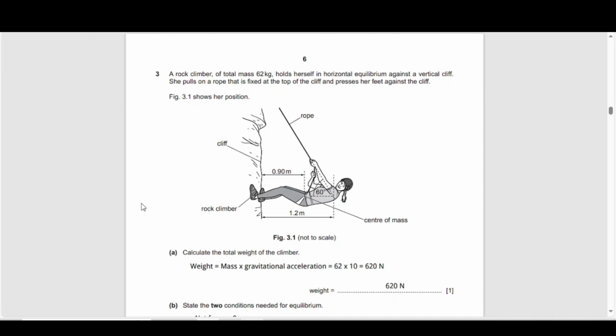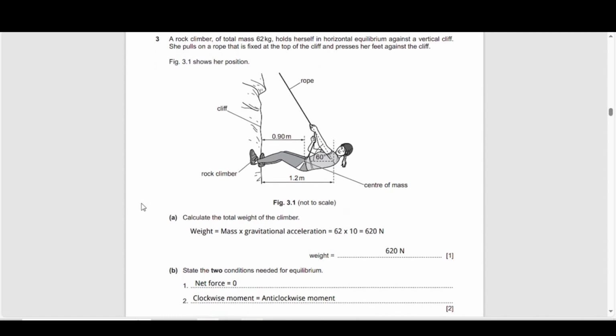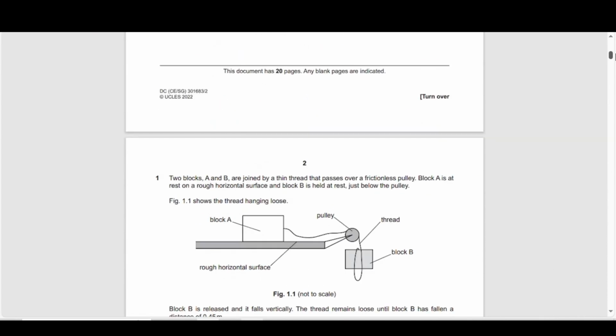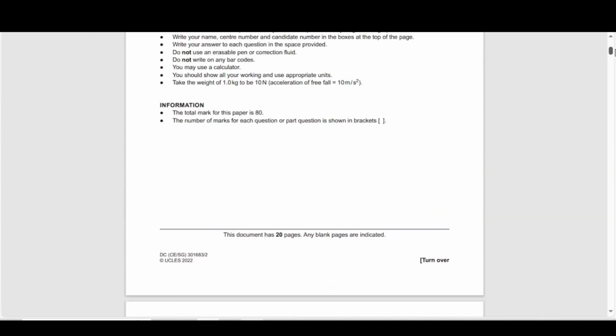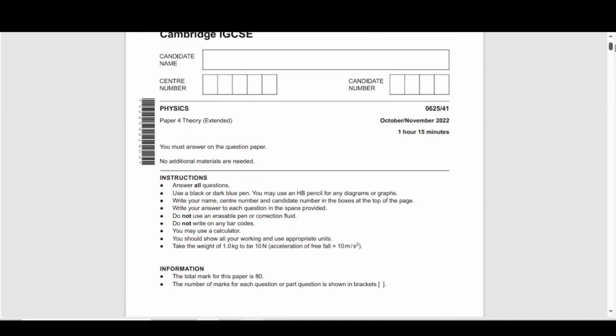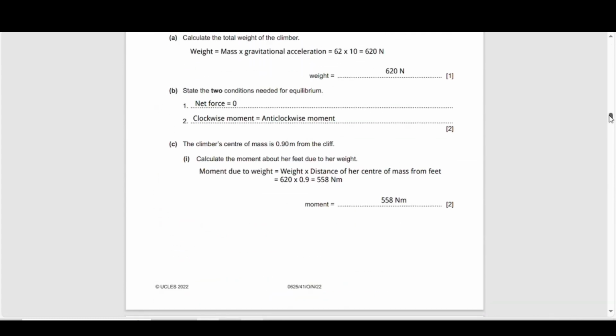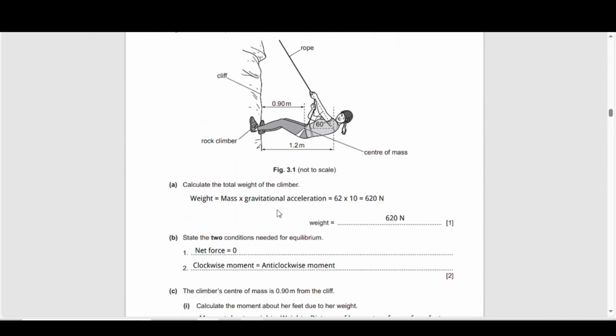So the first question is to calculate the total weight of the climber. This is a concept that we looked at in the chapter on forces in motion, where weight is essentially a force. Forces are mass times acceleration. In the case of weight, it'll be the mass times the gravitational acceleration. Usually in your papers, they will tell you what to take as the gravitational acceleration. If it's pre-2023, it will be 10 meters per second squared. If it's after that, it's going to be 9.8. So in this case, because it's from 2022, it's 10 meters per second squared. So the weight is mass multiplied by gravitational acceleration, which is 62 kilograms multiplied by 10, and that gives us 620 newtons. So that's the weight.